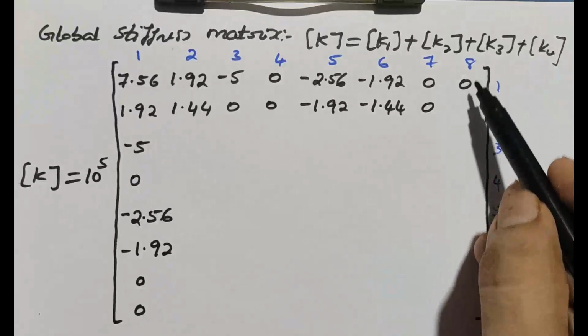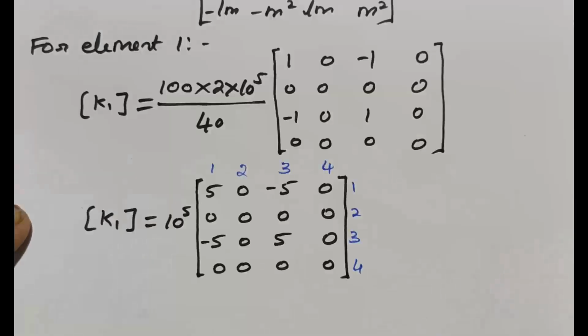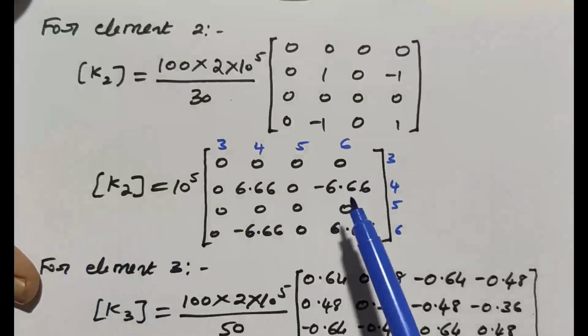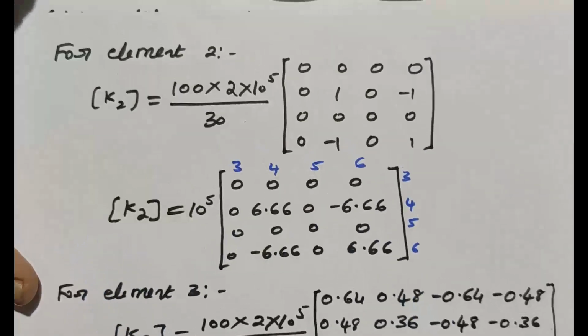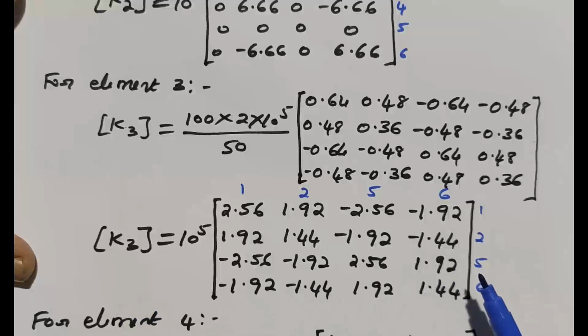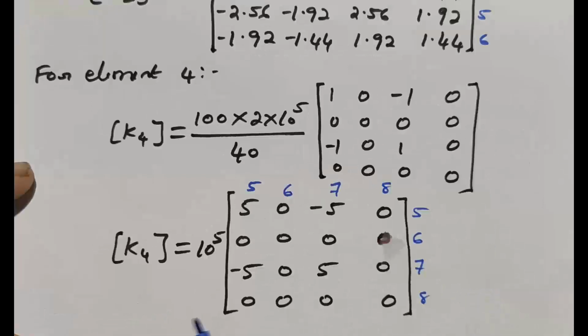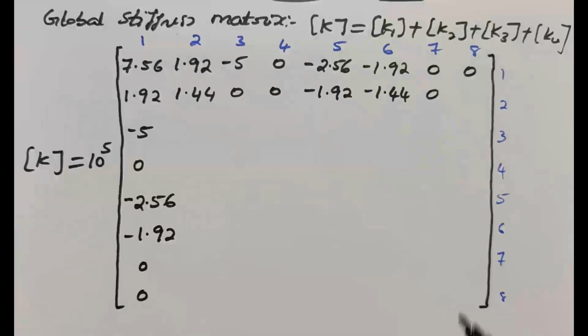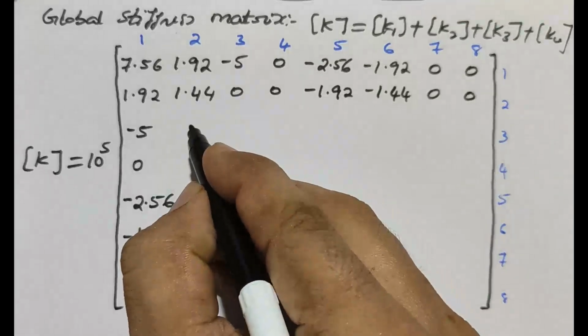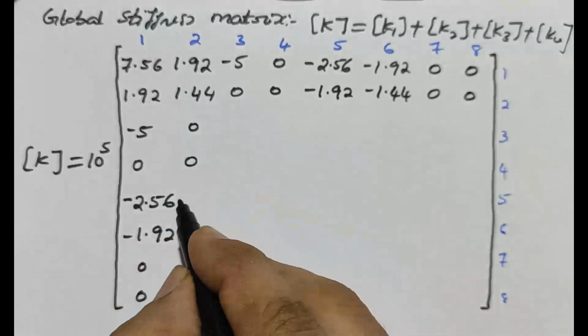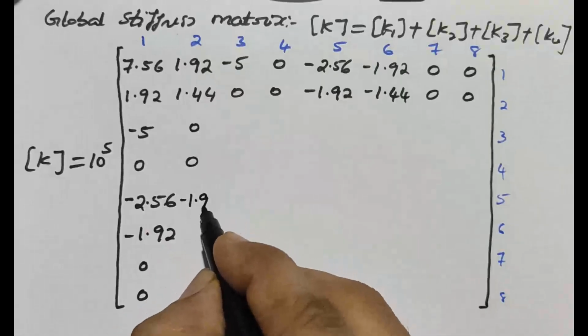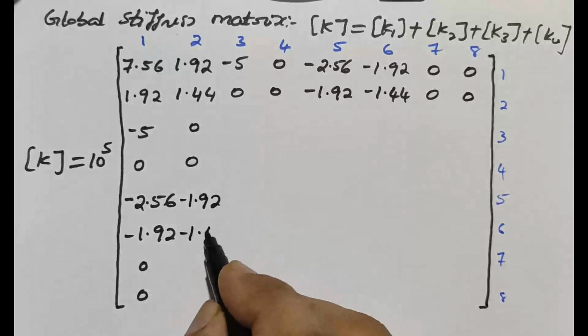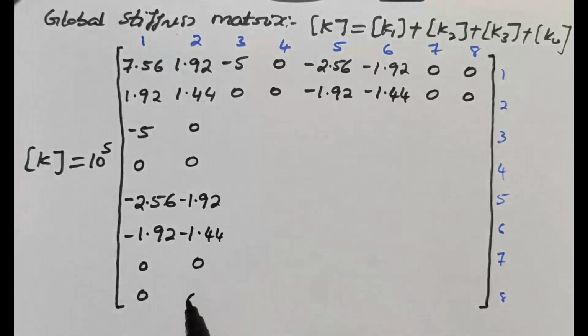Next we need element corresponding to 8 and 2. See in K1 we don't have any element corresponding to 8 and 2. In K2 also we don't have any element corresponding to 8 and 2. In K3 we don't have any element corresponding to 8 and 2. Again in K4 we don't have any element corresponding to 8 and 2. Therefore element corresponding to 8 and 2 is 0. Next due to symmetry I can write here 0, 0, minus 1.92, minus 1.44, 0, 0.